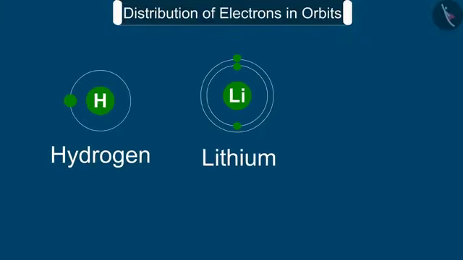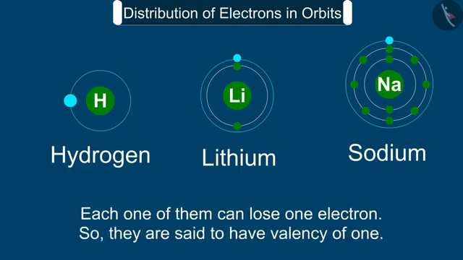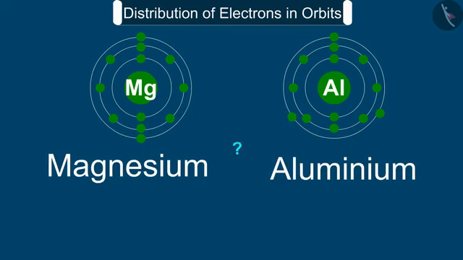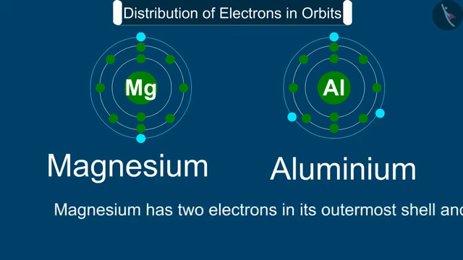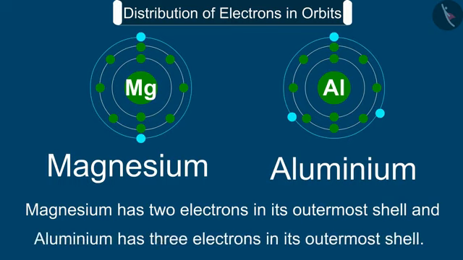Hydrogen, lithium, sodium atoms contain 1 electron each in their outermost shell. Therefore, each one of them can lose 1 electron. So, they are said to have a valency of 1. Can you tell what is the valency of magnesium and aluminium? Absolutely correct. It is 2 and 3 respectively because magnesium has 2 electrons in its outermost shell and aluminium has 3 electrons in its outermost shell.